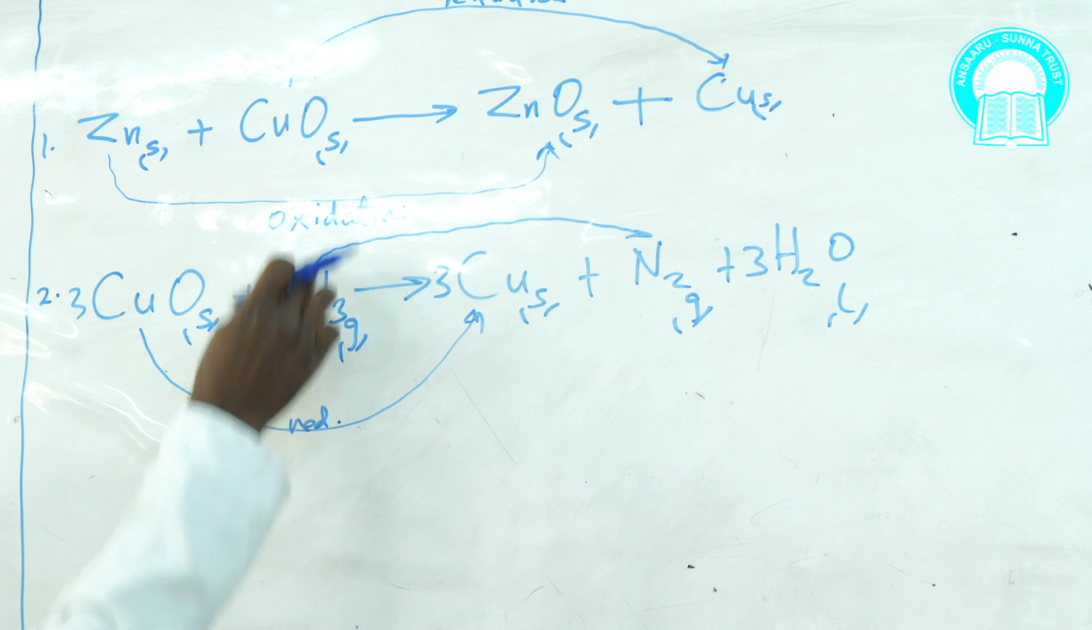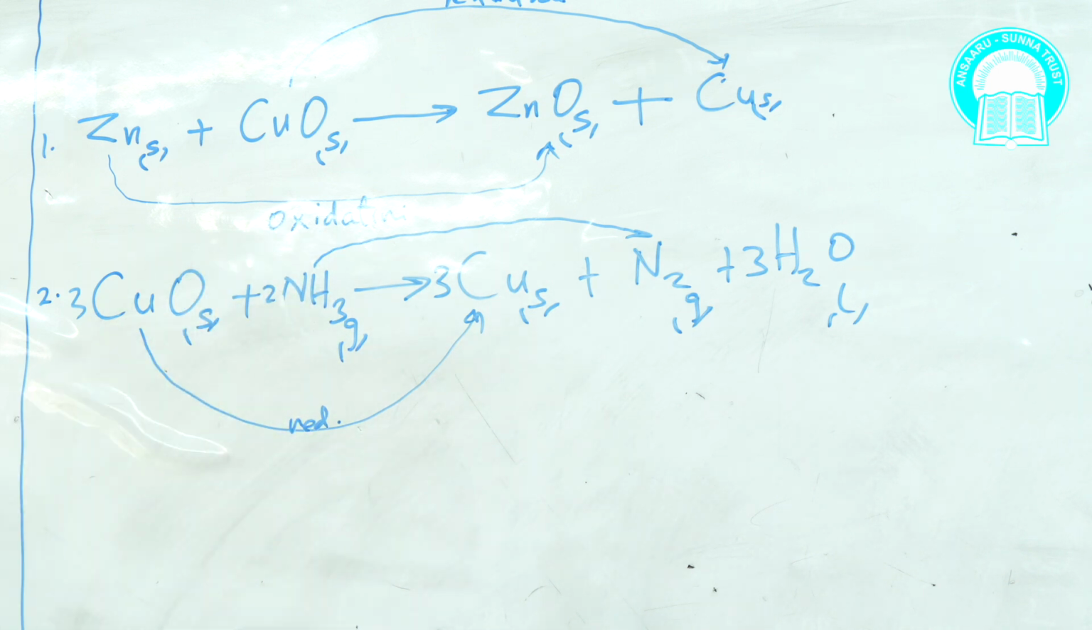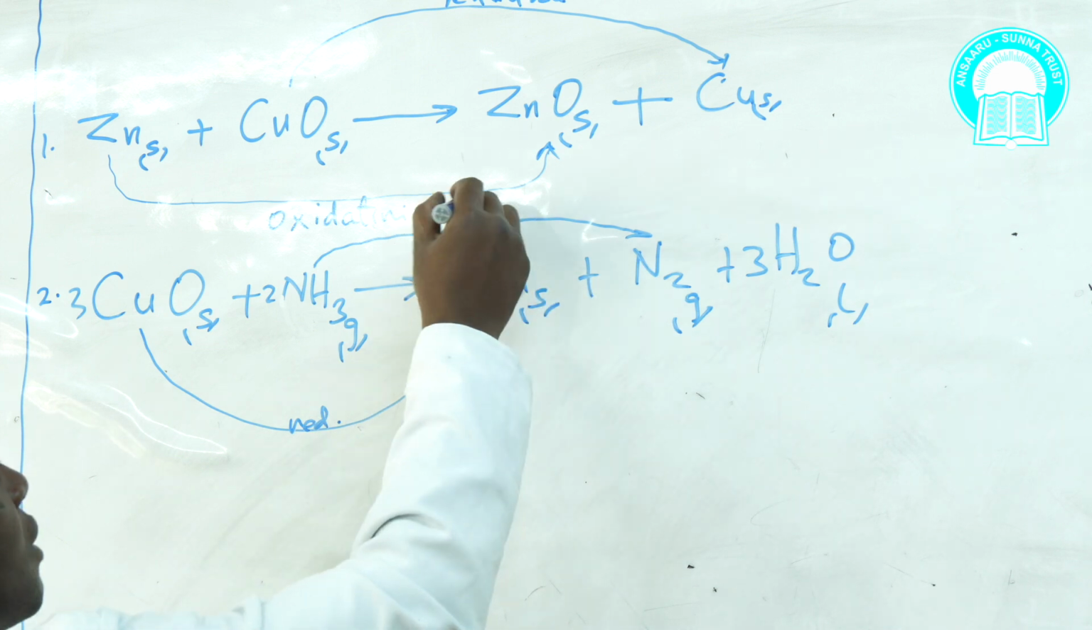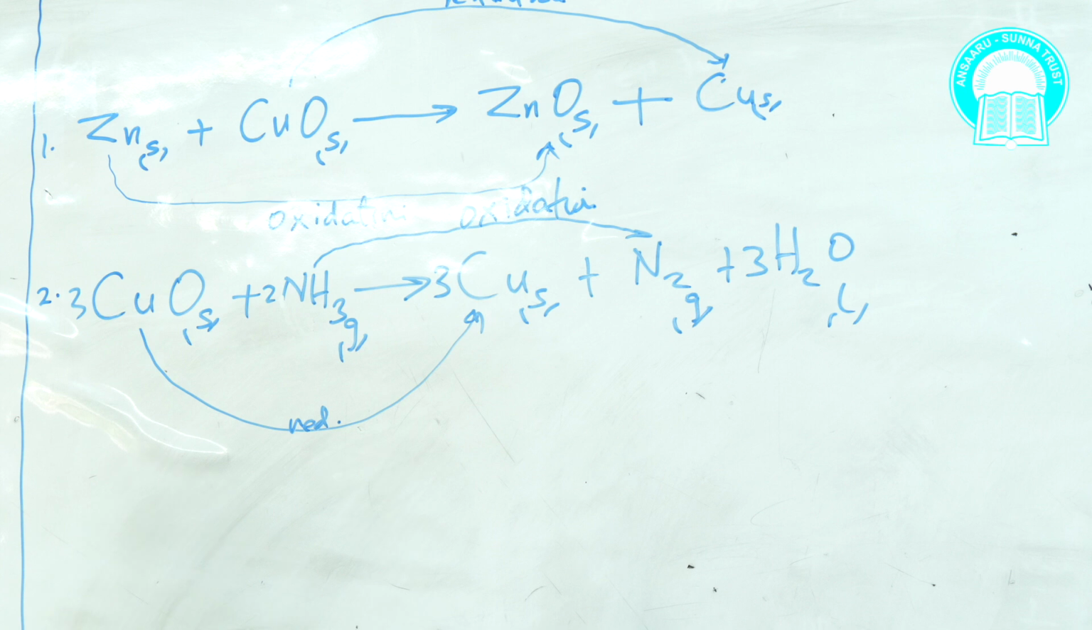Hydrogen has been removed from ammonia. When we remove hydrogen from ammonia, we obtain nitrogen gas. That process is oxidation. That is where hydrogen is involved.